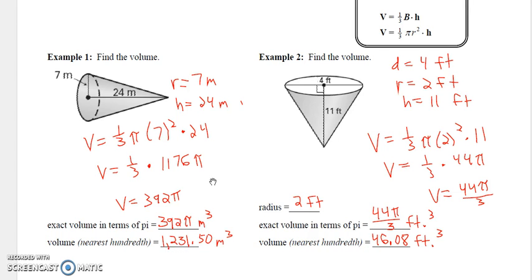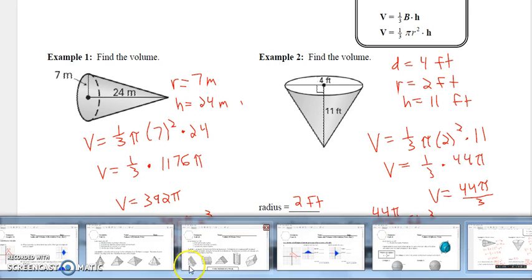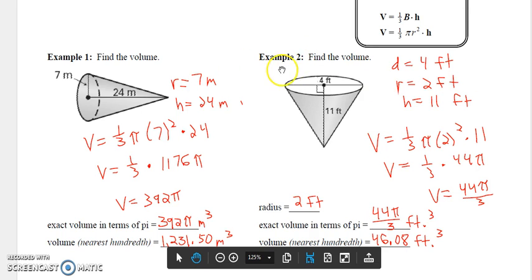So that's why I multiplied all the other numbers and left the pi. So my exact volume is 392 pi meters cubed, because it's volume, so the units are always cubed. Now, if I asked you to round that, you would just type 392 times pi in your calculator and round to 2 decimal places, because they want the nearest hundredth, and that's what I got up here.